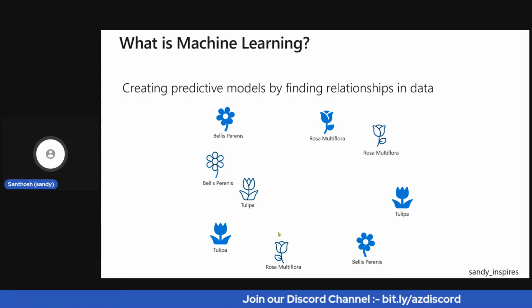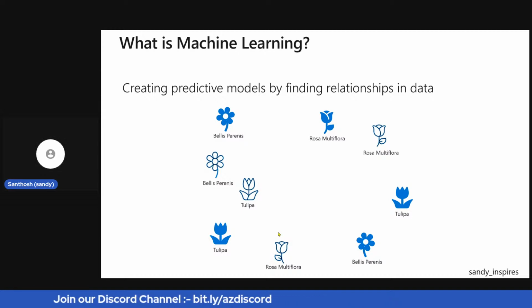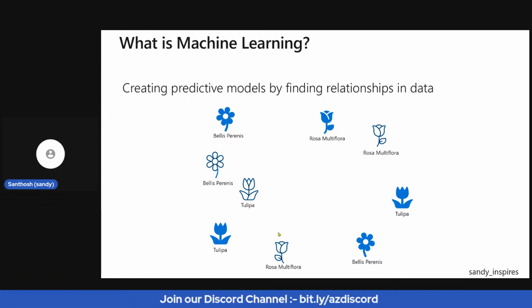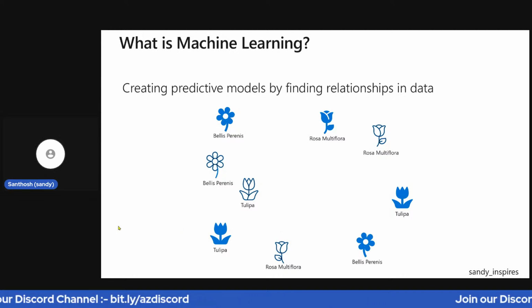So what a machine learning model does is find a path or a pattern between the classes, right? It compares one with another, and then it tries to find what exactly the pattern is.